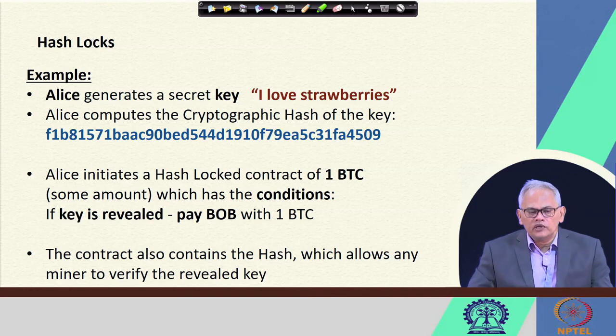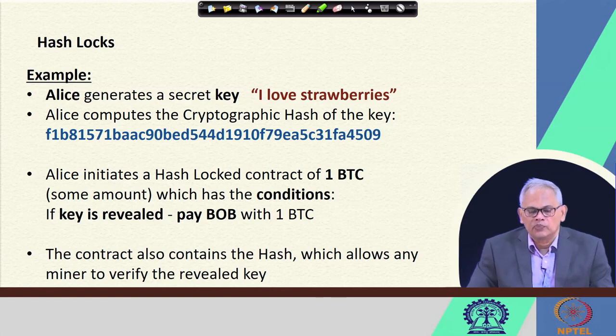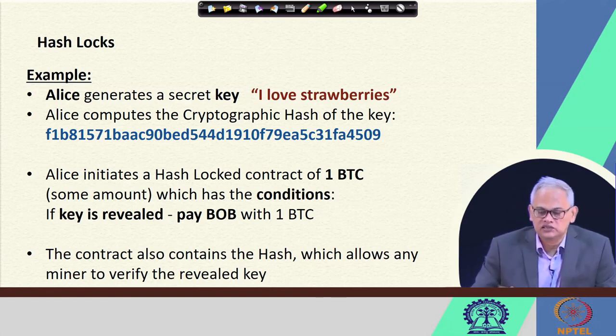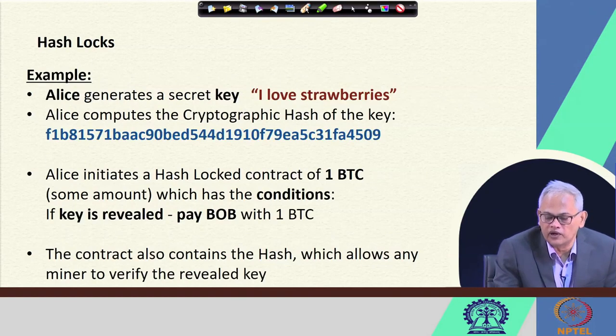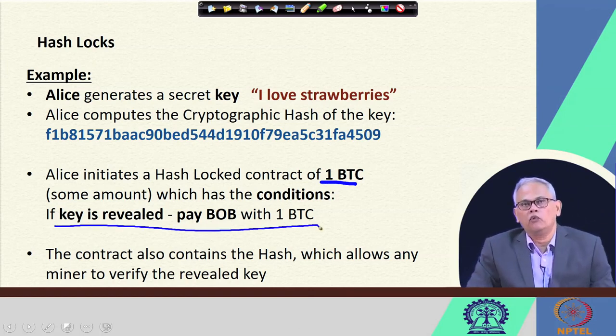So, we give an example. Alice generates a secret key, say it is this x that I was talking about, "I love strawberries", and then Alice computes the cryptographic hash of this key, and say this is the encoded form of the hash. Now Alice initiates a hash locked contract of 1 Bitcoin, which has the condition that if the key is revealed, 1 Bitcoin would be paid to Bob.